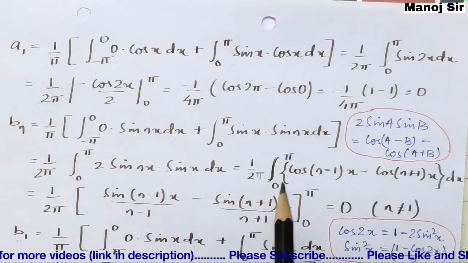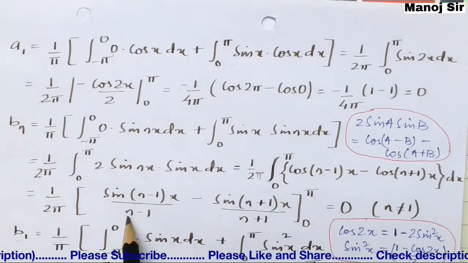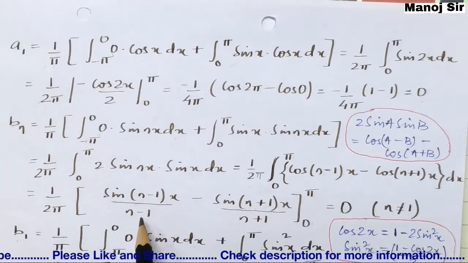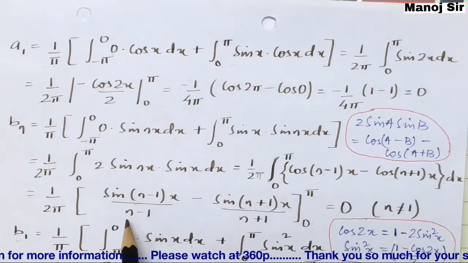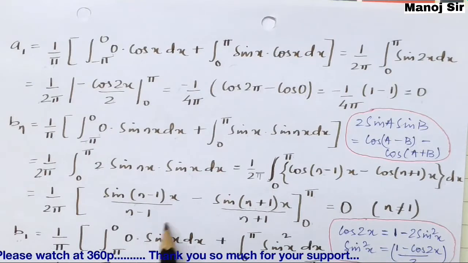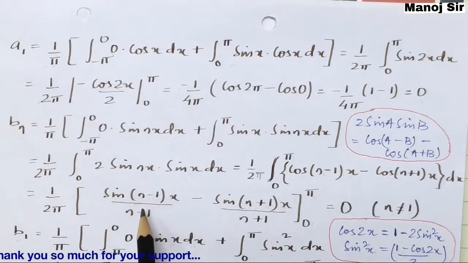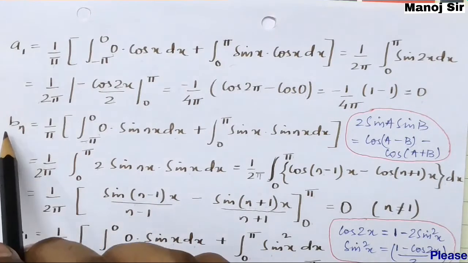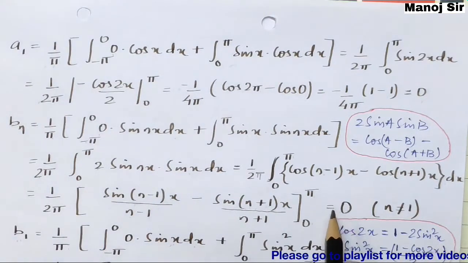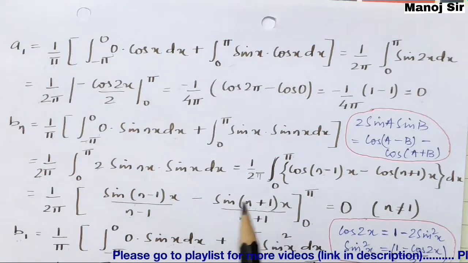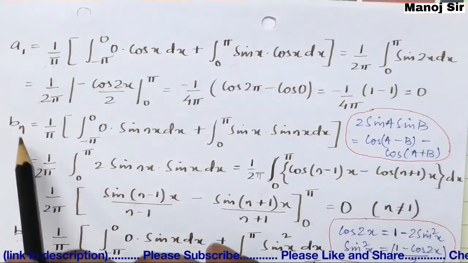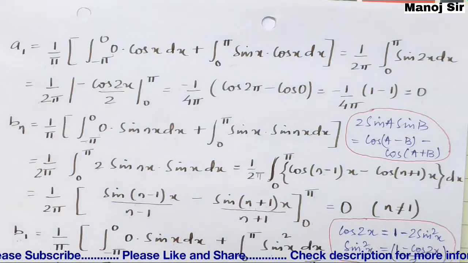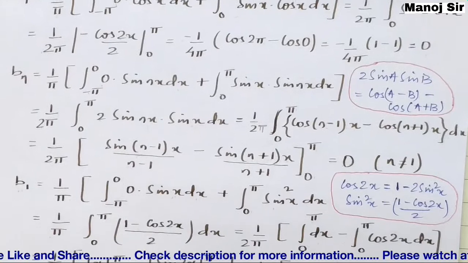But there is an important point: here we have n minus 1 in the denominator part. So we cannot put n equals 1, because if you put n equals 1, this whole term will become infinite. So we can say bn equals 0, but the value of n ranges from 2 to infinity. That is, when n is not equal to 1, bn equals 0. It means we need to find b1 separately.